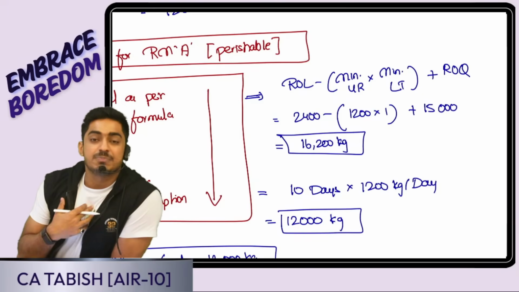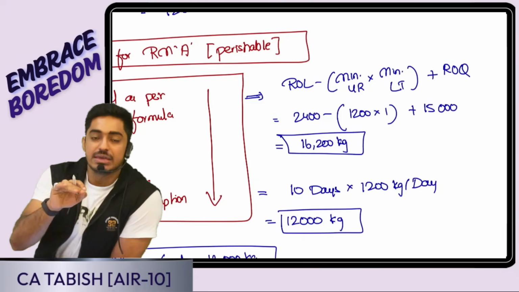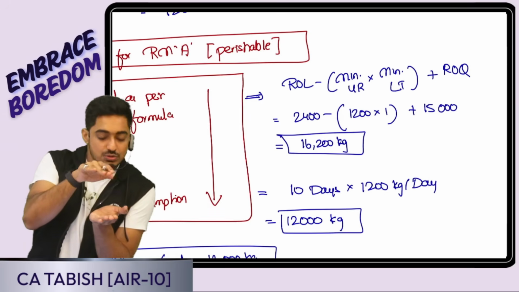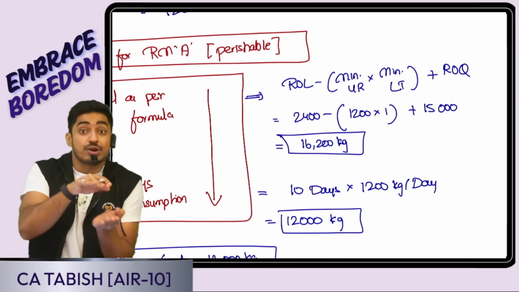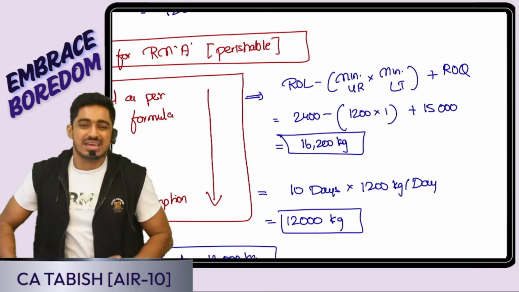But am I a mad person to keep 16,200? No. Tell me, in a day, how much raw material A will I use? 1,200. This way, for how many days can I use? Maximum for 10 days I can store. Yes or no, everyone? Simple, I am telling.